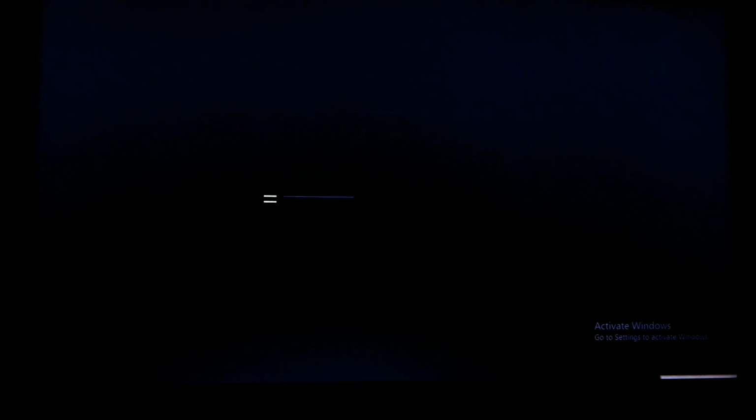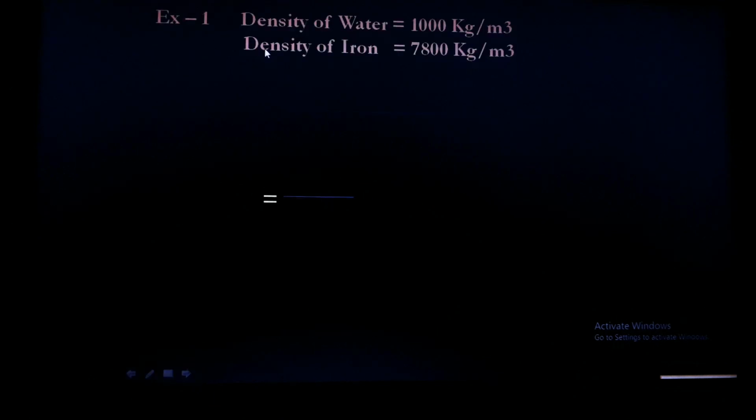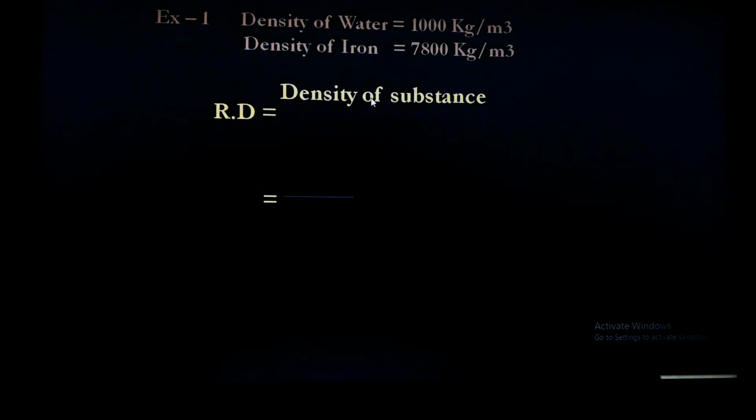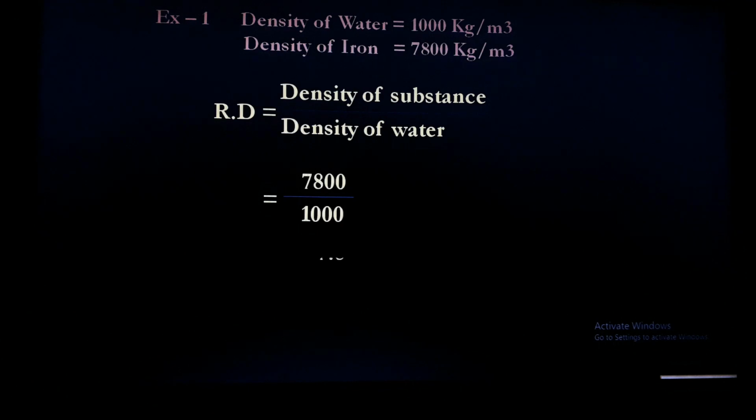Let us take one example. The density of water is 1000 kg per meter cube and the density of iron is 7800 kg per meter cube. So substitute the values in the formula. We will get the answer 7.8. So this is the relative density of iron.